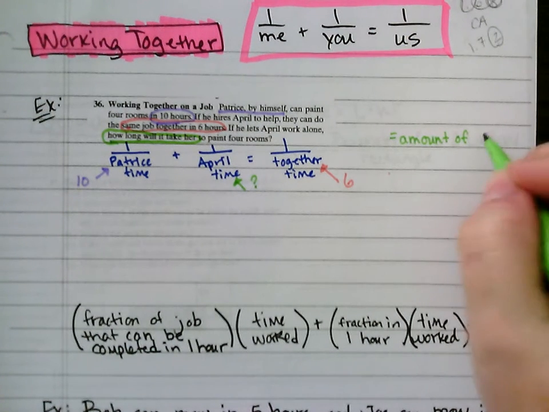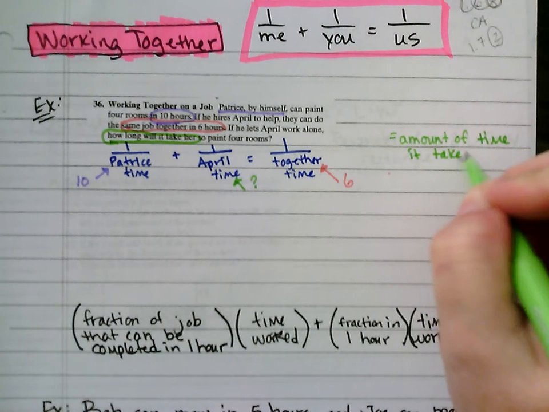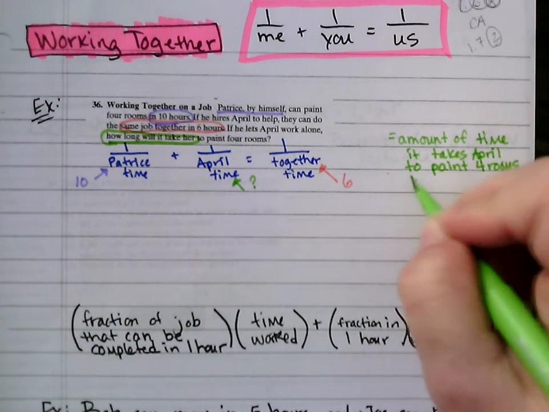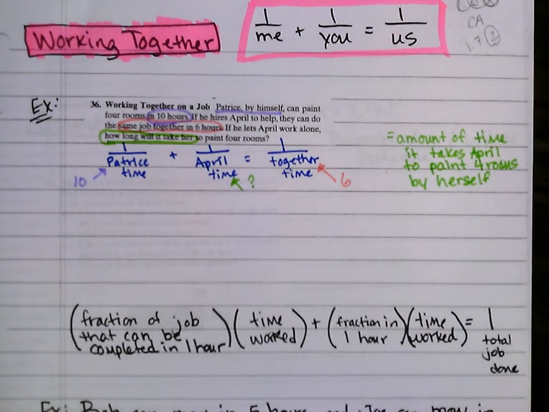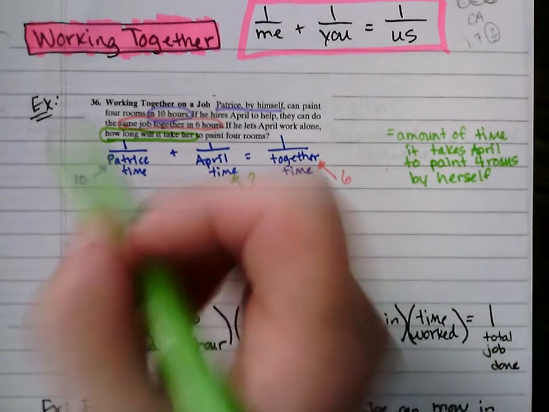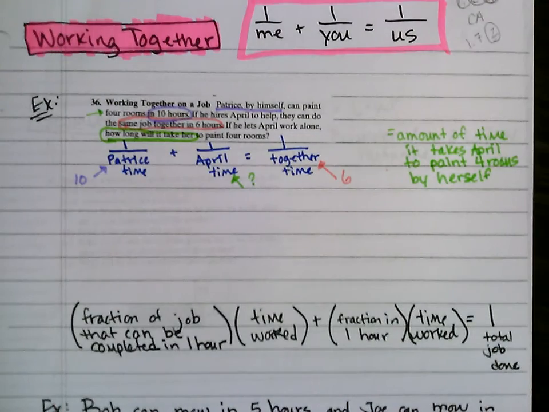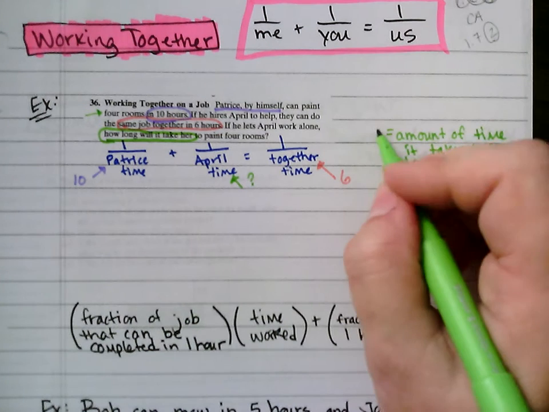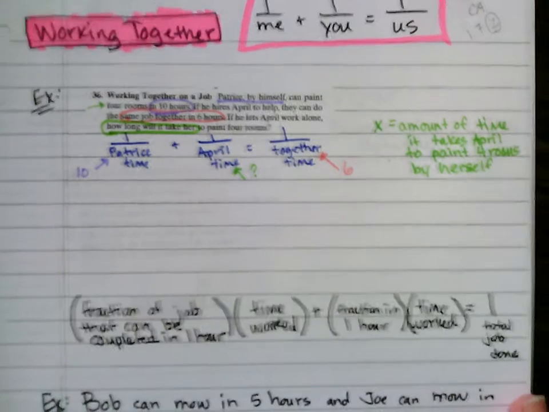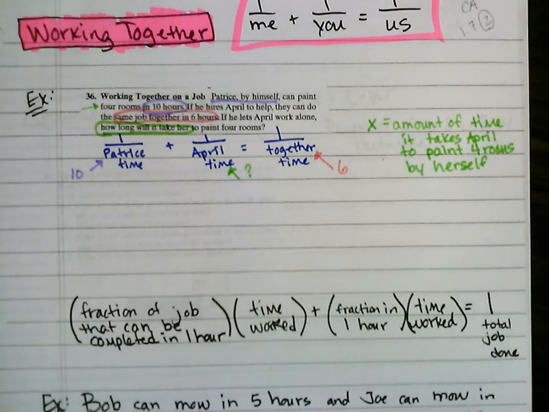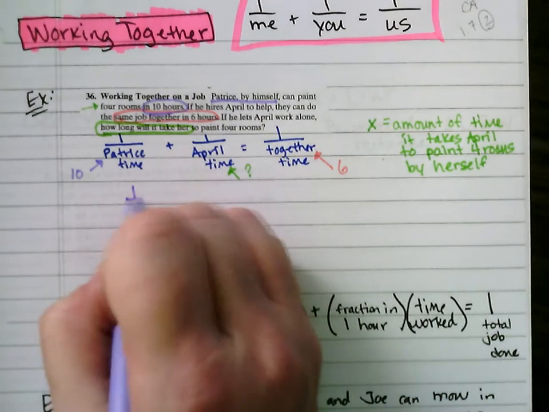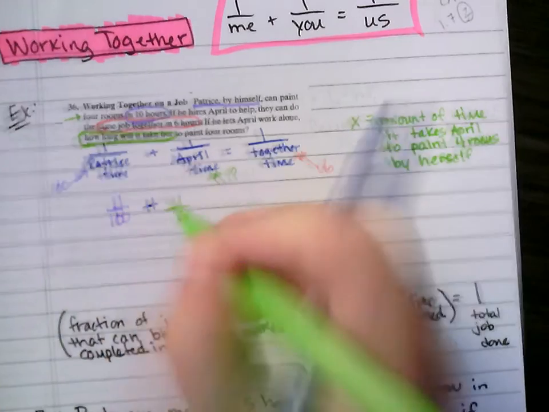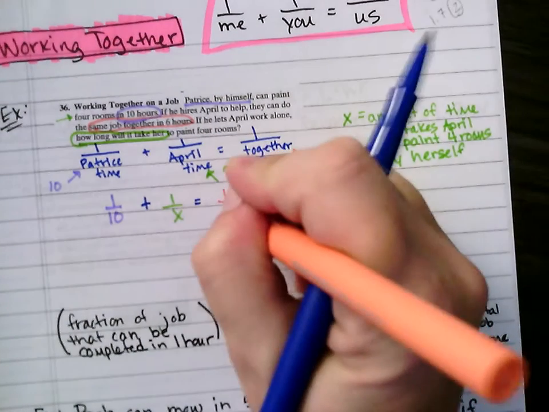The amount of time it takes April, technically, to paint 4 rooms by herself. Now, the 4 in this problem, we are not using that in any of our computations. It's a distracting number. It's just there, but it's not important to our computations. I mean, that happens all the time in the real world. So if we use X or if we use A, whatever you want to use for your variable, you can choose that yourself. So as we go through our formula, we will go 1 over Patrice's time plus 1 over April's time equals 1 over their time together.